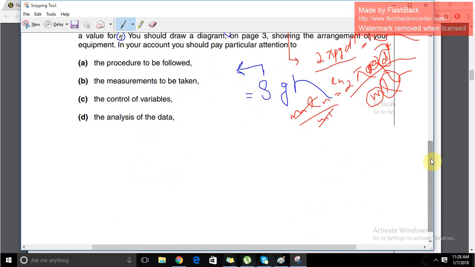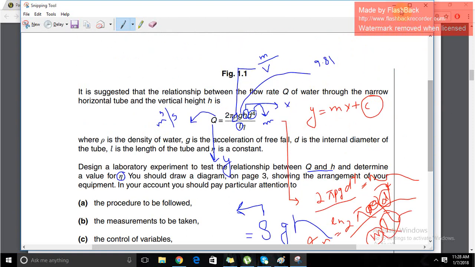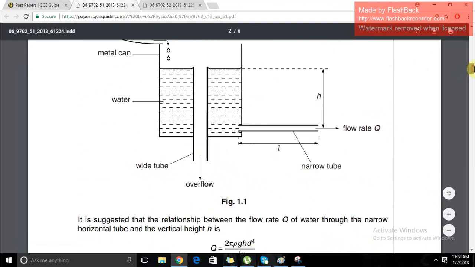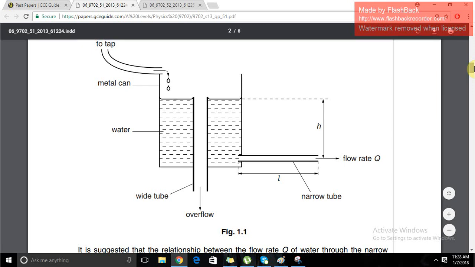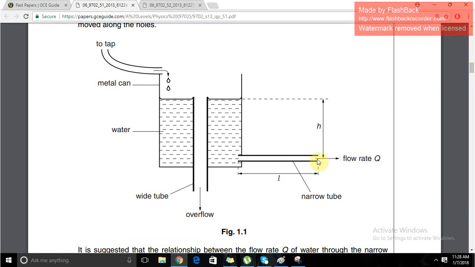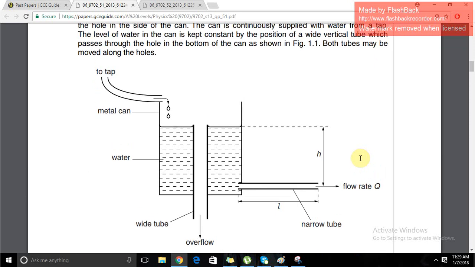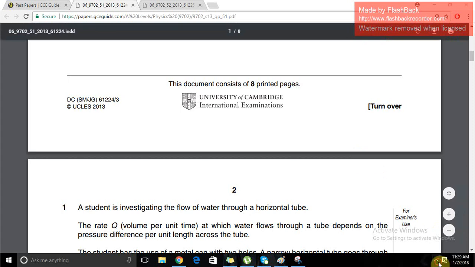Are there any safety precautions? Somehow I doubt it, but just in case, go over this again. Water pressure might be high, so don't stand right in front of the tube. Stand far away in case the water is high. This is just a bit of a stupid precaution really. So let's go over this again.